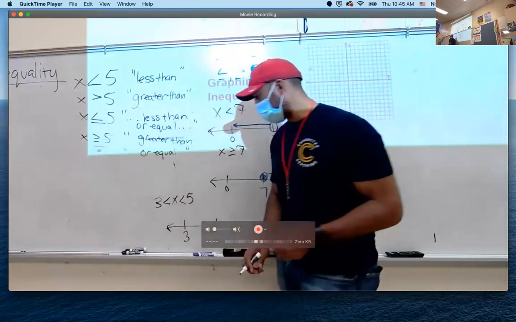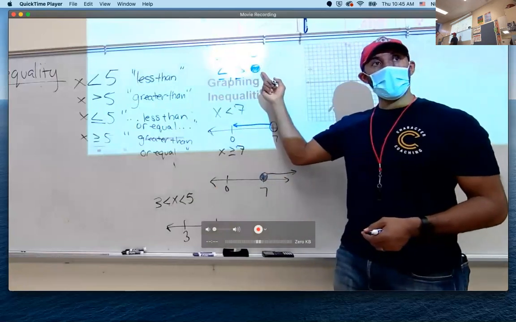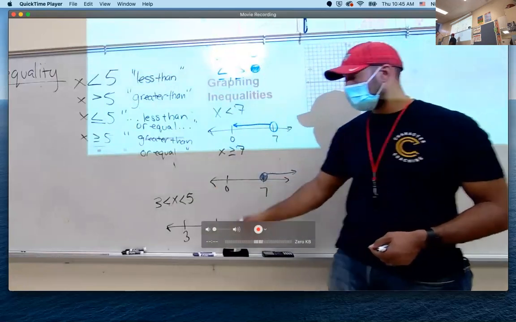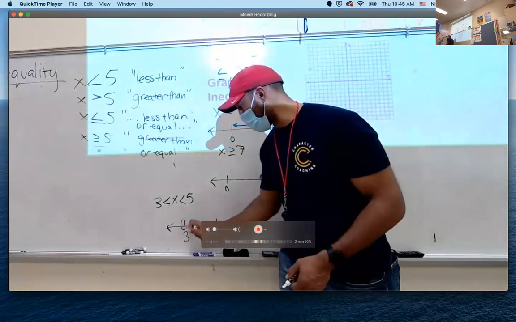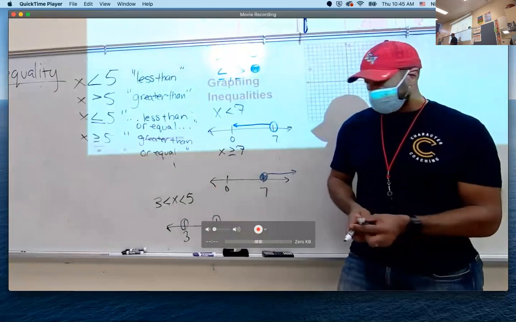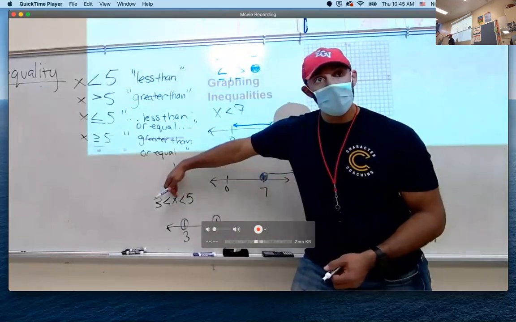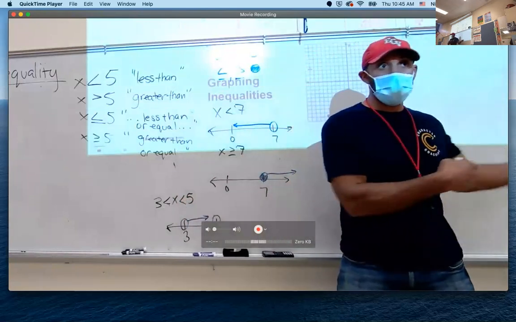I have 3, I have 5. Now, what kind of dot do I put? What kind of circle? Open circles, okay? And I got to put 2 of them because I'm talking about 2 numbers. Okay, now it says that it is greater than 3. So that means I would go this way because greater is to the right.